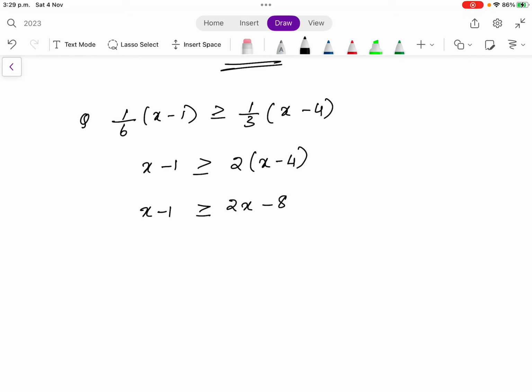Now we bring everything to this side. So minus x is greater than or equal to minus 7. And then since you are multiplying it by minus 1, x will be less than or equal to 7. So this is how we solve this inequality. Same with algebraic fractions, which are like the real fractions we have worked on.